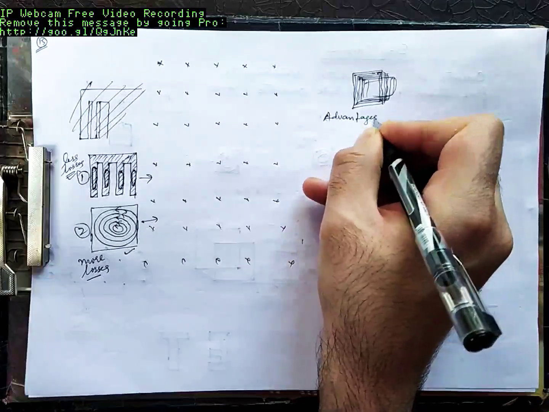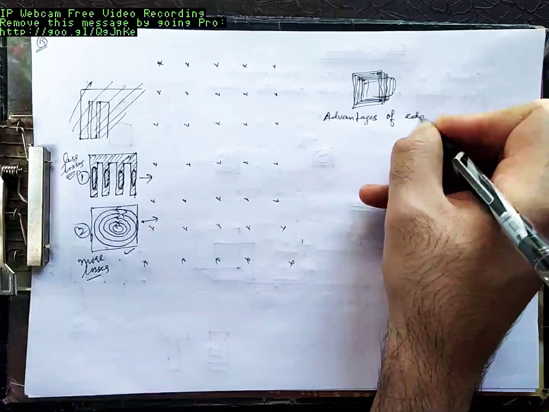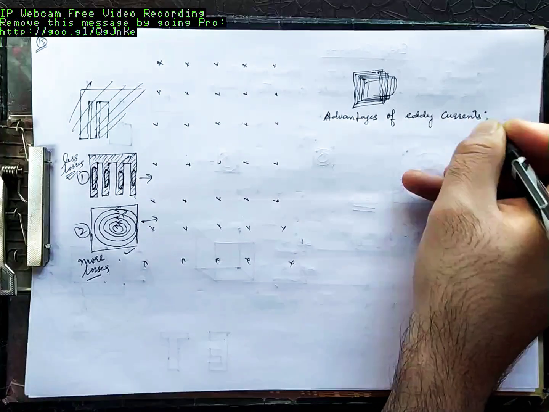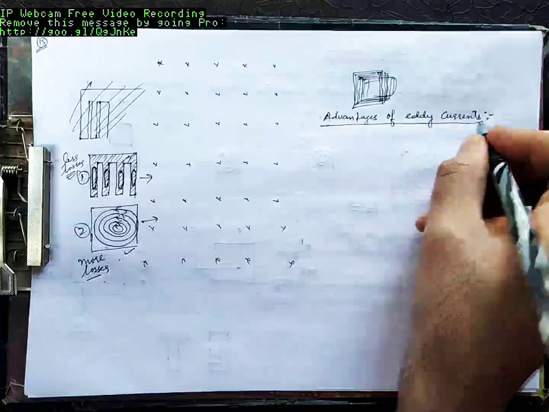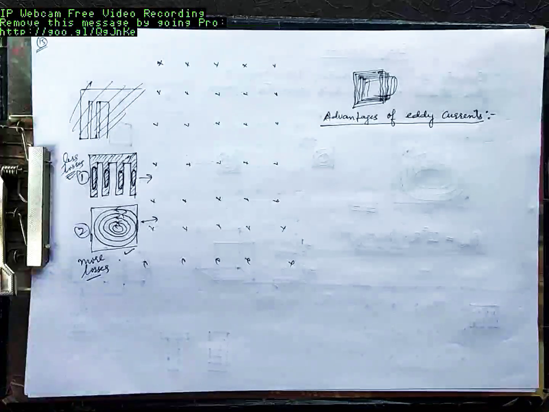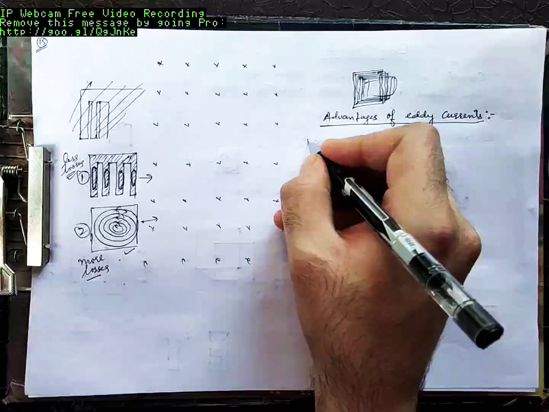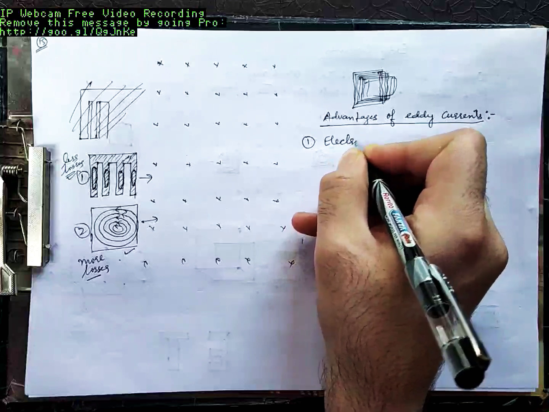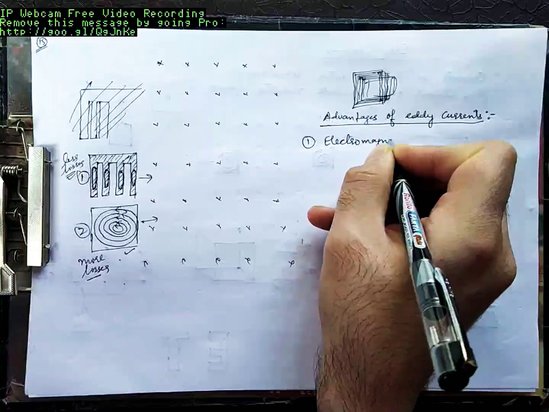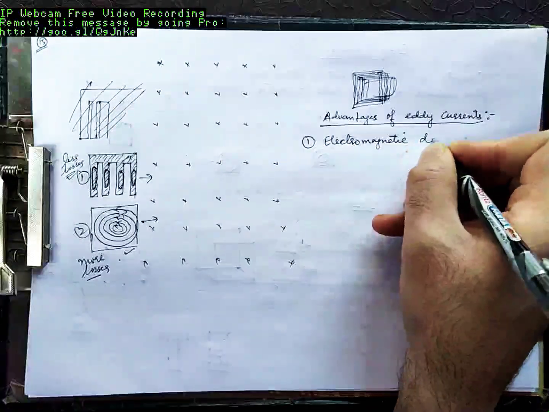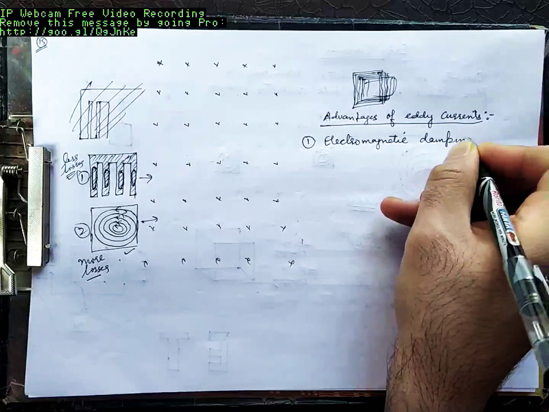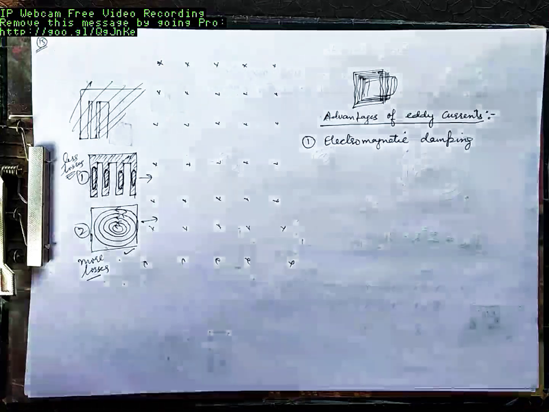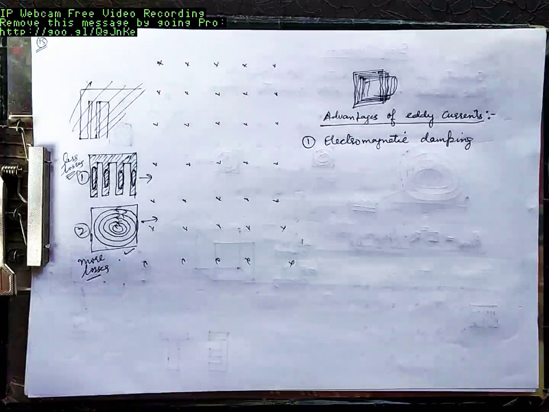Advantages of eddy currents. What are the advantages of eddy currents? Number one is electromagnetic damping. Electromagnetic damping basically is in galvanometers.